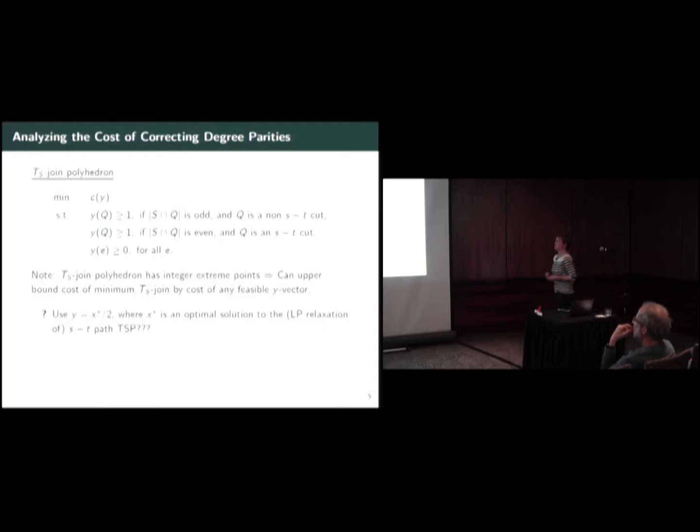So we could think about the same thing here. Can we use the vector y, which is x star over 2, where x star is an optimal solution to the LP relaxation? So if a cut Q is not an ST cut, then the LP relaxation has to have at least 2 edges in that cut. So there that works. But of course, if the cut Q is an ST cut, then our constraints of the LP are only going to say that you need to cross that cut at least once. And so for these cuts, if the tree has an even number of edges across the cut, we're not guaranteed that x star over 2 is at least 1.